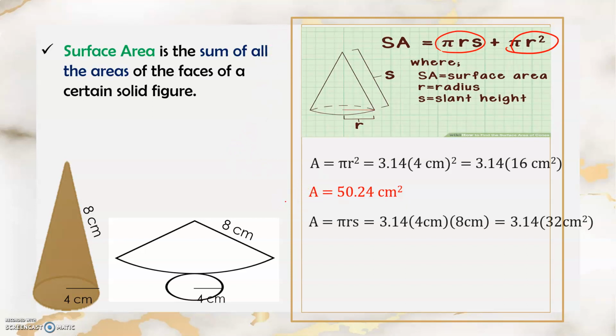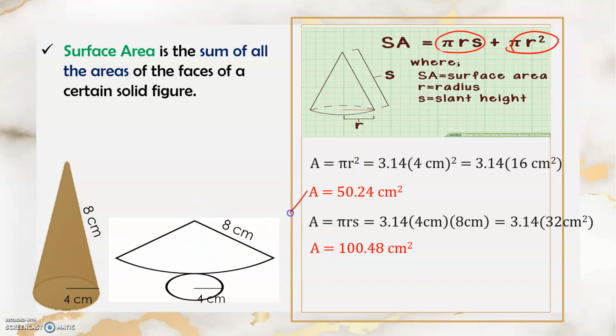Now for the area of the curved surface or curved face, that will be pi rs. Substituting the given information, we'll have 3.14 times 4 centimeters times 8 centimeters. That will be equal to 3.14 times 32 square centimeters. And that will give us 100.48 square centimeters. Again, this is the area of the curved face.